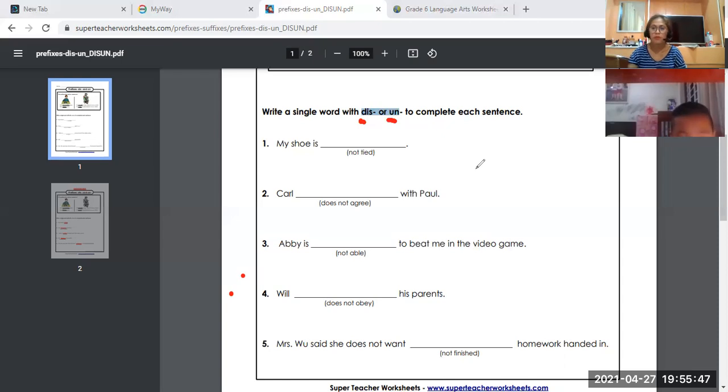My shoe is not tied. It means this or an? Number one only. I am asking number one first. What is your answer for number one? The answer is untied. Please focus. What is the answer for number two? Disagree or unagree? Disagree. It's very easy.